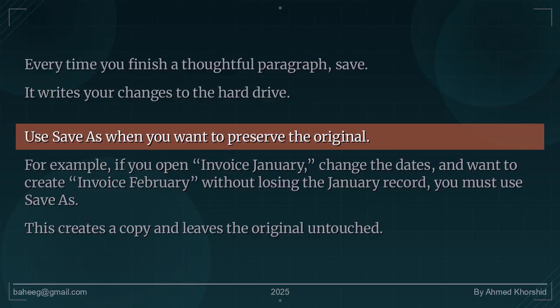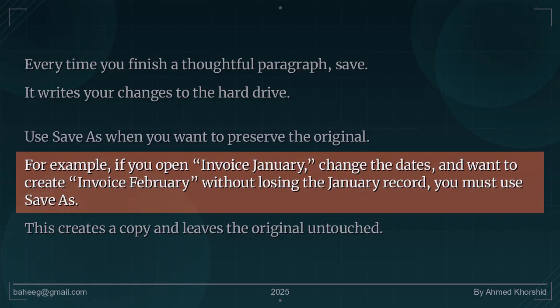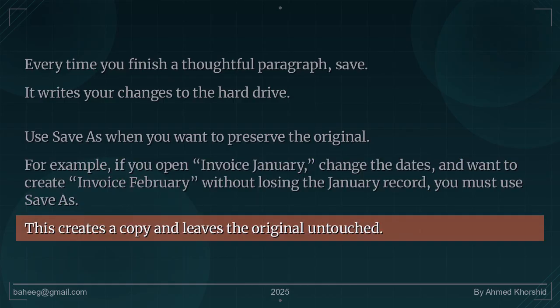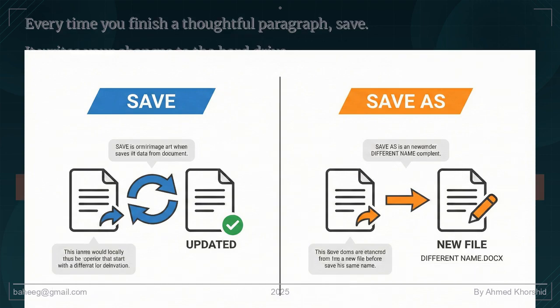Use Save As when you want to preserve the original. For example, if you open Invoice January, change the dates, and want to create Invoice February without losing the January record, you must use Save As. This creates a copy and leaves the original untouched.